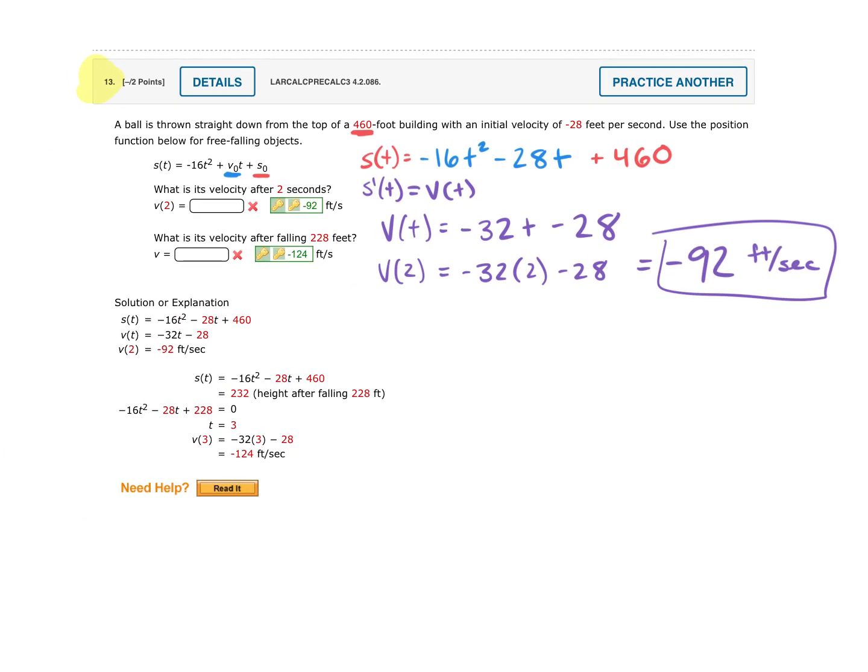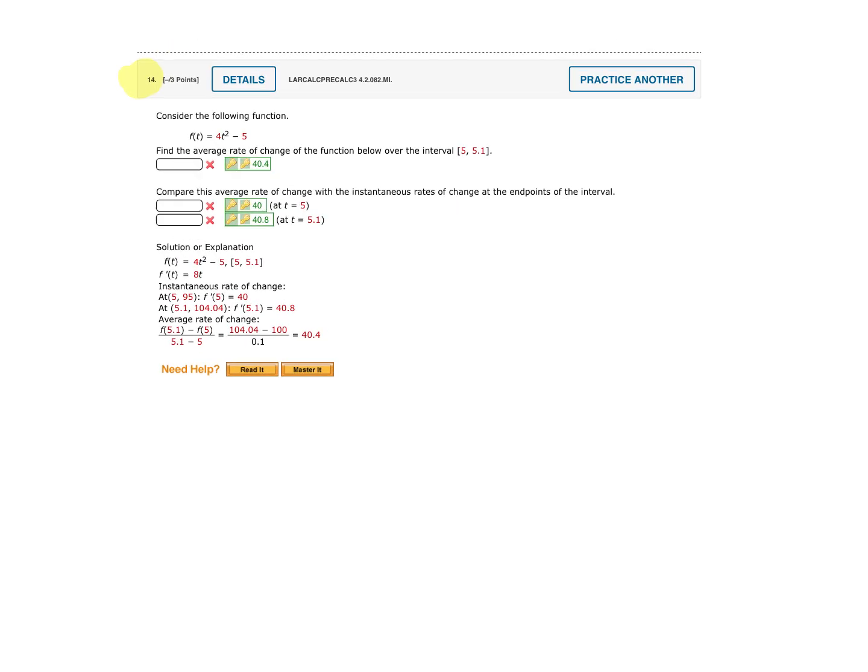For this question, don't worry about the second part. I worked it out in the answers if you want to see it, but I don't really want to waste time doing it. I want to get to the more important stuff. So don't worry about the second part of this question. All right, let's look at 14.